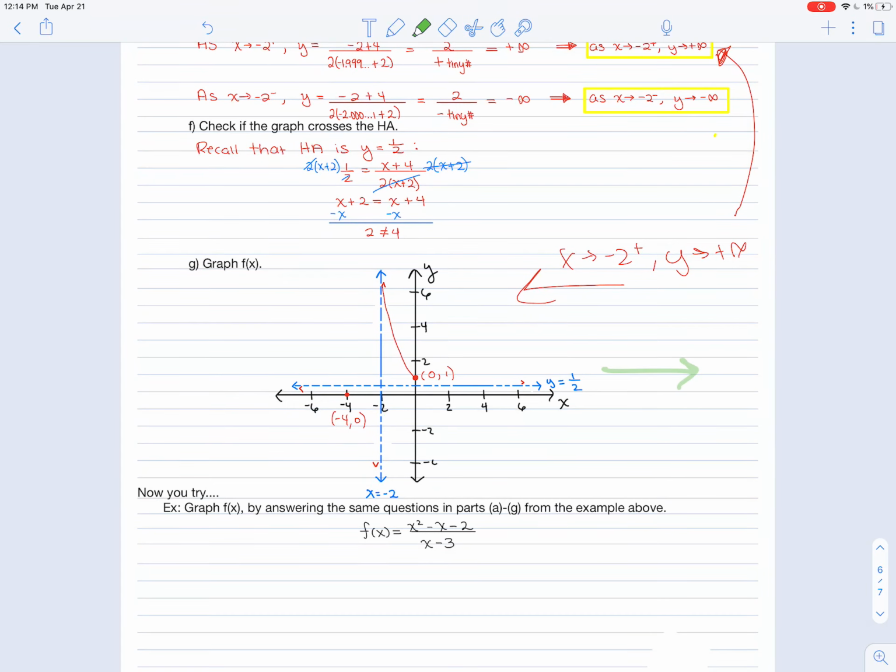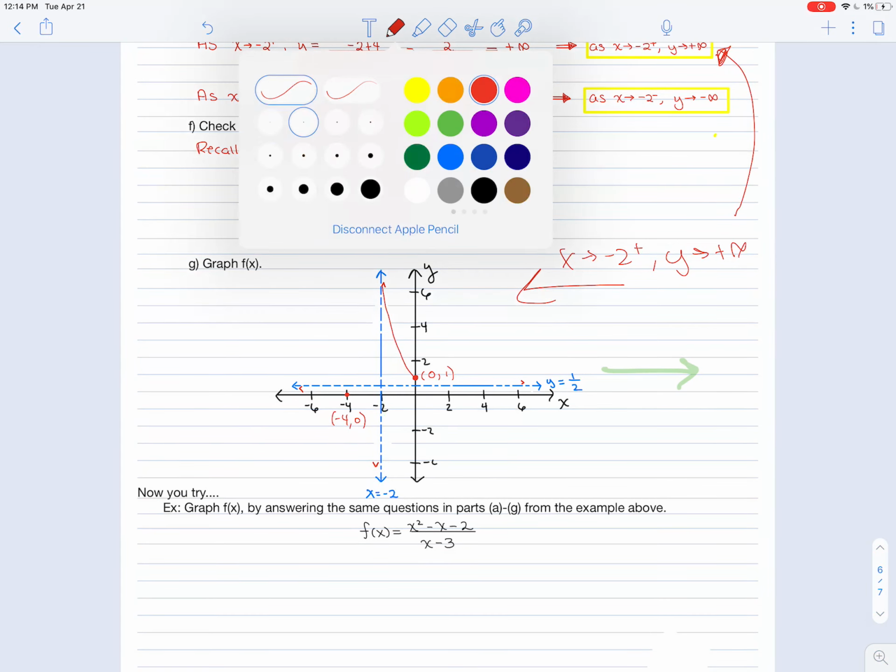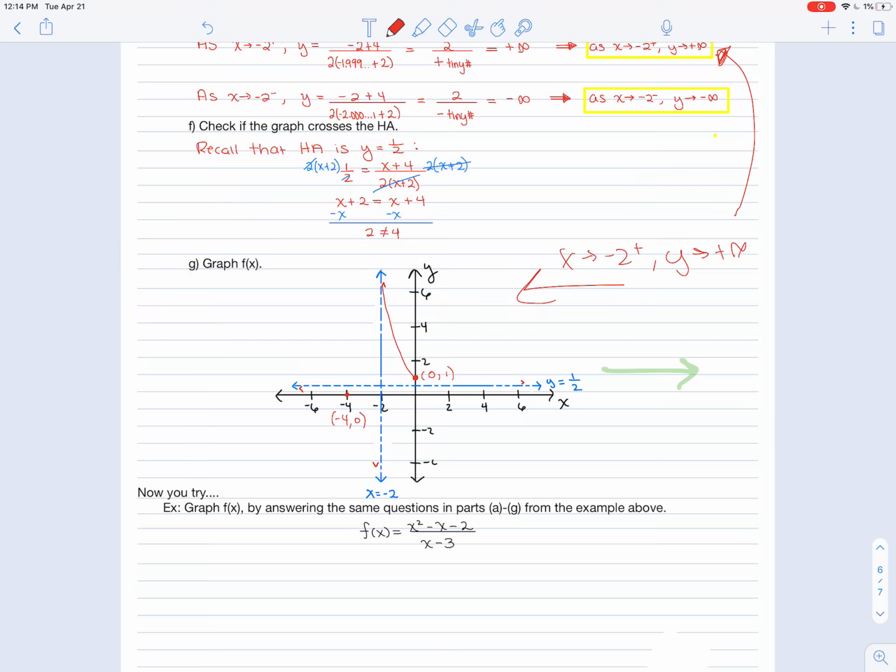So as I get closer and closer to positive infinity, my graph gets closer and closer to y equals a half. And you probably already knew that because graphs tend to want to get real close to their asymptotes. And I also know that we don't cross the horizontal asymptote. Remember that? So we're not crossing it.